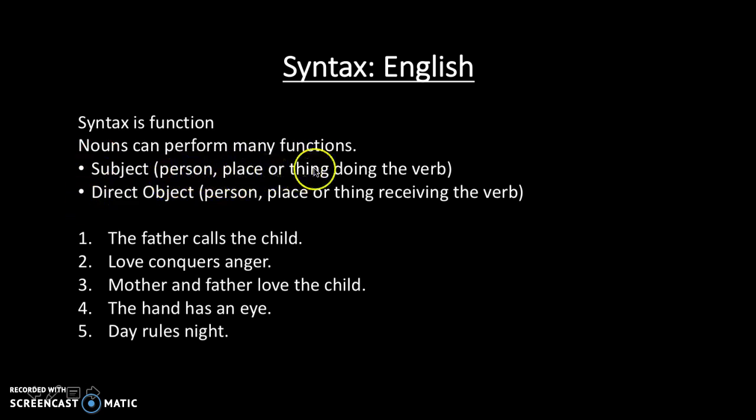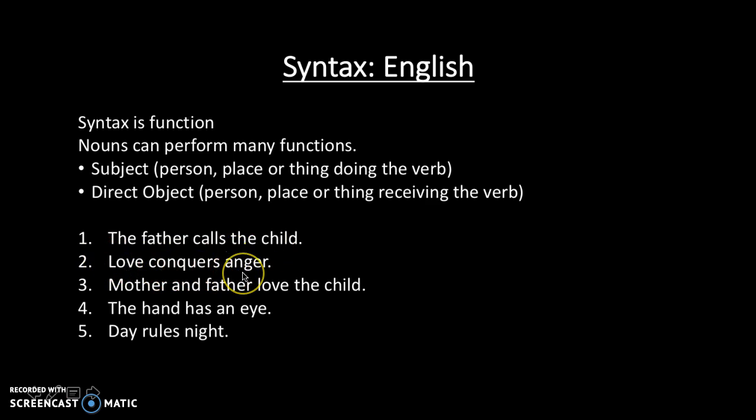Subject is the person, place, or thing, typically doing the verb. Direct object is typically the person, place, or thing receiving the action of the verb. For example, the father calls the child. In this sentence, the father is the subject because the father is the one doing the calling. The child is the direct object because the child is receiving the action of the verb, the calling.